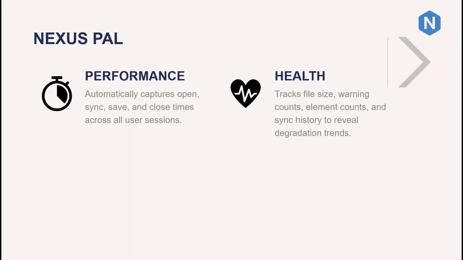Yes, I can know that it's bad right now, but I can also see if there was a trend leading to the point that I'm at right now, or if it's just an anomaly, right? So it tracks the file size, warning counts, different kinds of element counts, and some of the sync history, as far as how many objects were added in each individual sync session. And this way you can reveal some of those degradation trends to the health.